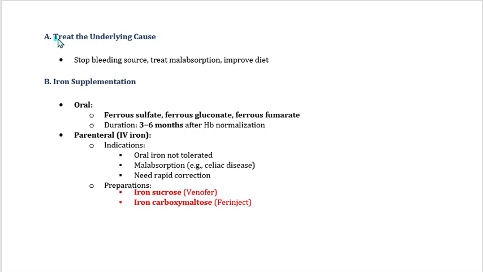First of all, we have to treat the underlying cause, because without treating the underlying cause we are not going to improve the iron in the body. After treating the cause, then we can give iron supplementation, which includes ferrous sulfate, ferrous gluconate, and ferrous fumarate. Duration is 3 to 6 months, and in that duration the Hb normalizes.